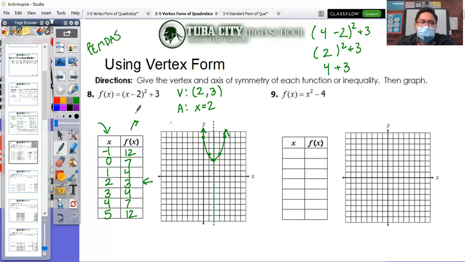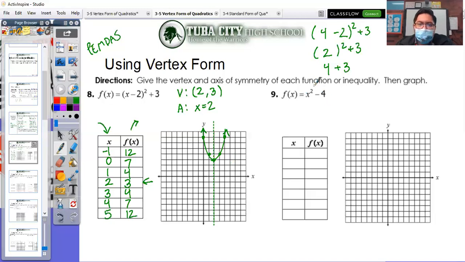So again, you're also going to notice that our vertex, remember it's at 2, 3, and 2, 3 is right there. This one has a minimum, so today we don't need to worry about that. Yeah, and that's it for that one. Let's go ahead and move on to this one here.